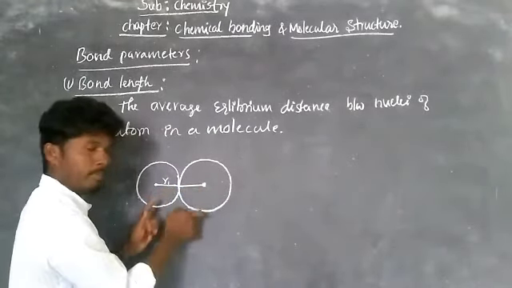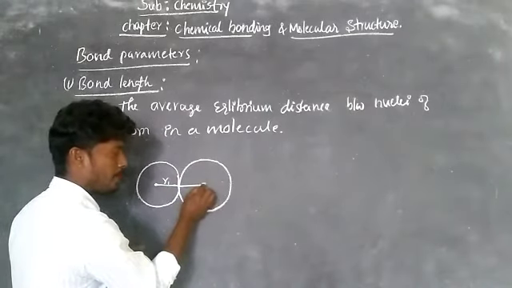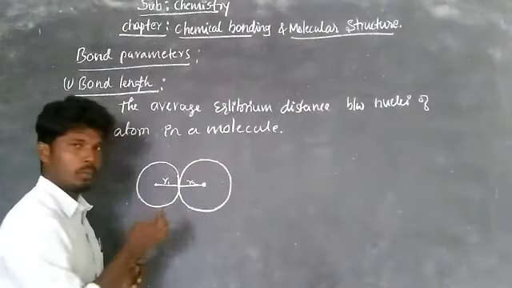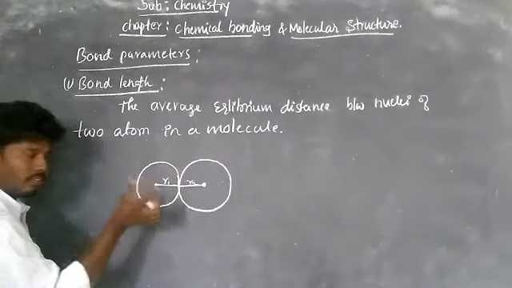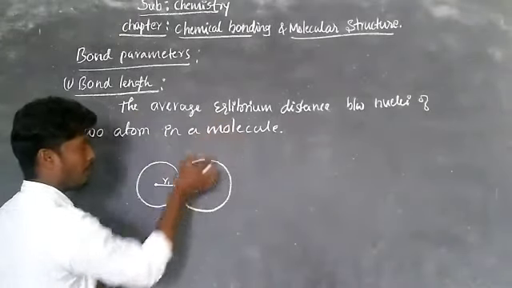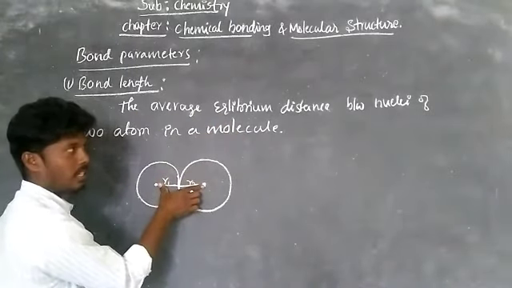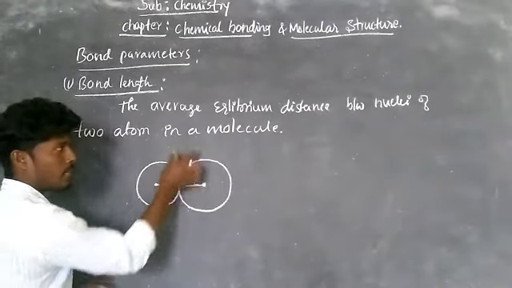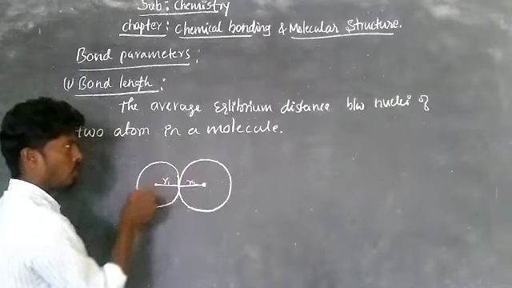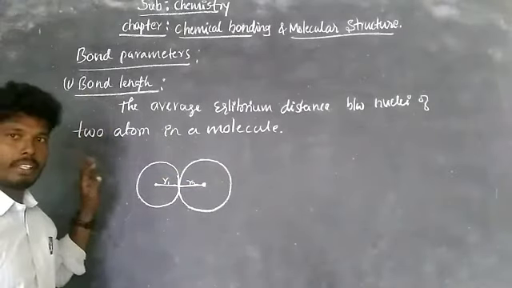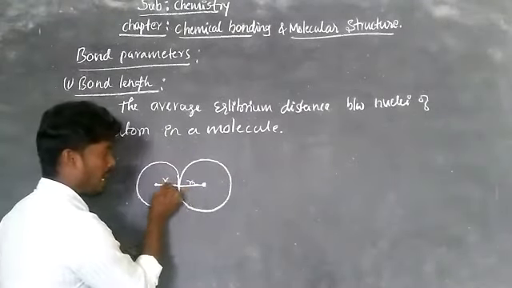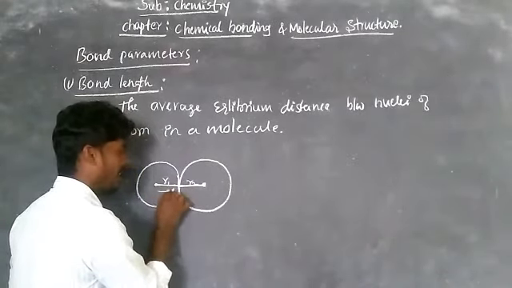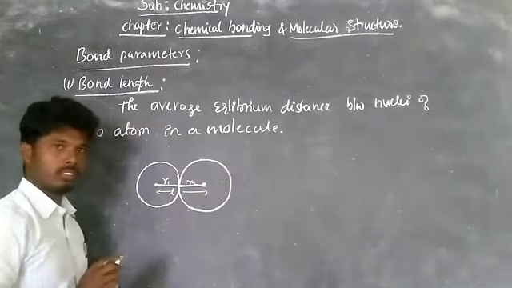Similarly, this is an atom. Inside that atom there is a nucleus. From the center of the nucleus to the outermost shell, we call it the radius. Let's take R2. Now, the bond length is defined as the average equilibrium distance between the nuclei of two atoms in a molecule. This is called bond length. Now the bond length is nothing but R1 plus R2. Totally this is called bond length.